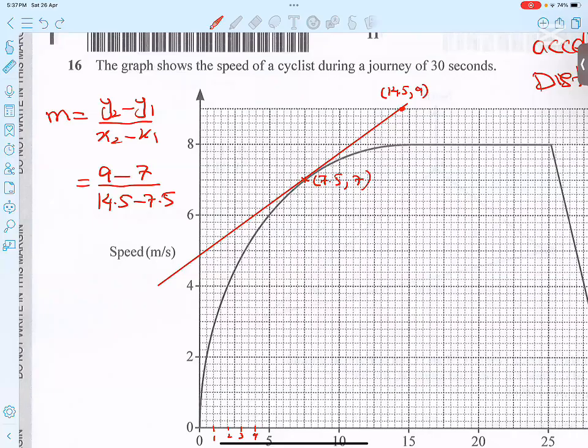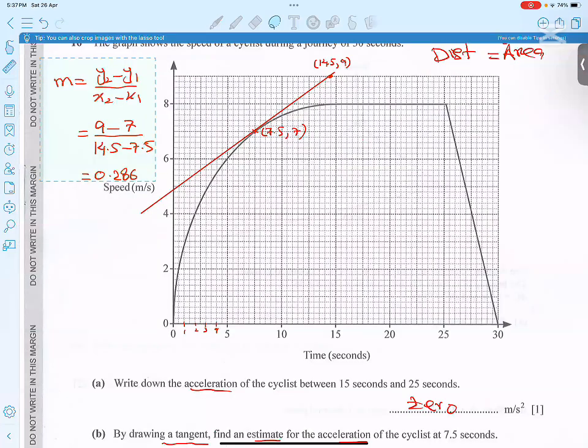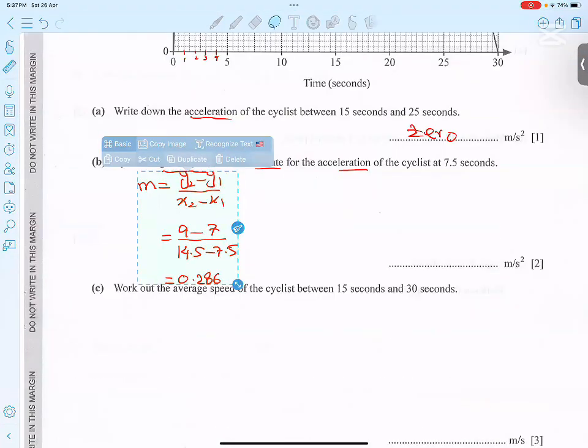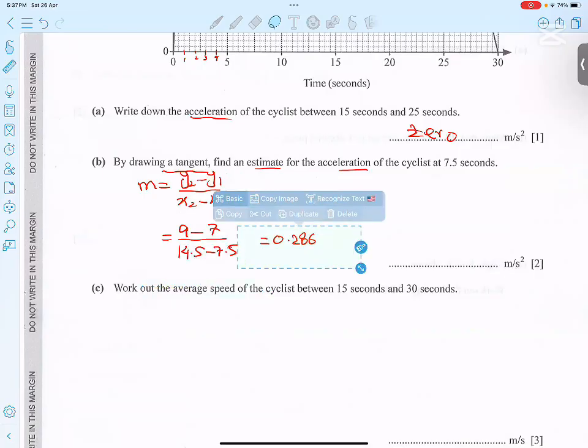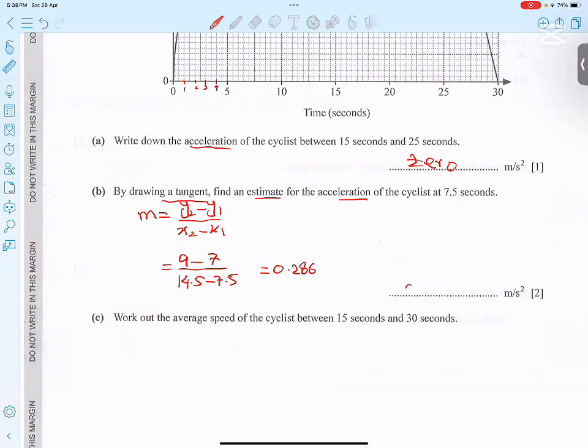And student, if I type this in the calculator, what I'm getting is 0.285, 286 actually. If I check it in the calculator, 0.2857, so it becomes 6. I'll bring this whole thing down. Rounding to 3 significant figures, so 0.286 is my final answer.